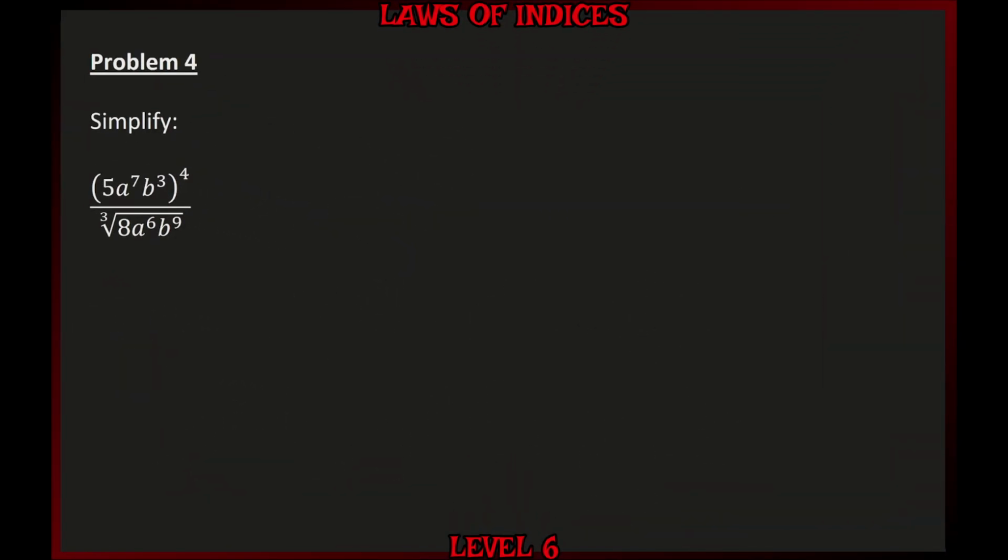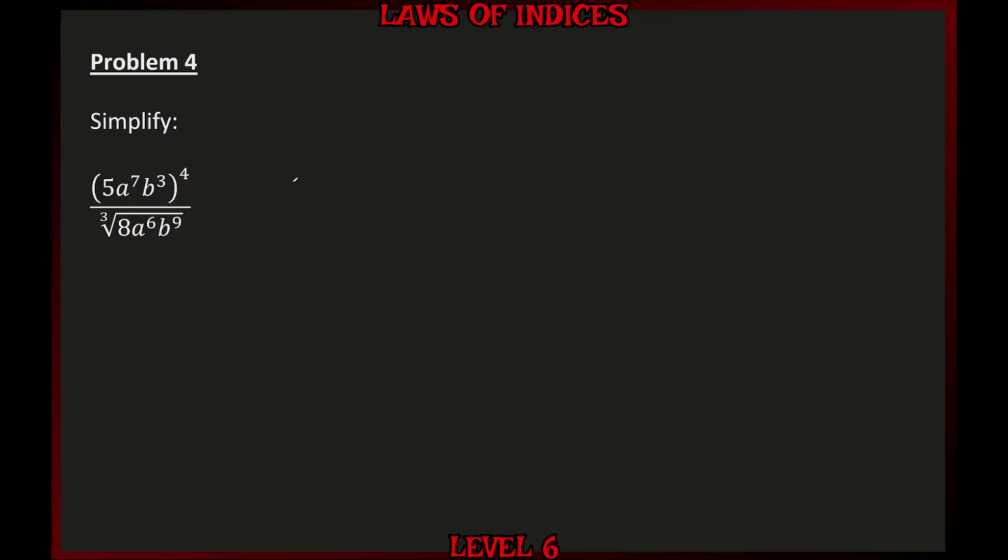In problem 4, we're simplifying 5a to the power of 7, b to the power of 3, raised to the power of 4, all over the cube root of 8, a to the power of 6, b to the power of 9. Now, to simplify this fraction, we'd first like to simplify the numerator, simplify the denominator, and then hopefully we can simplify the whole fraction more easily.